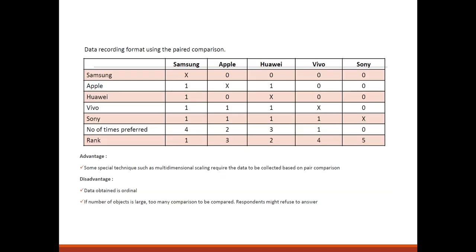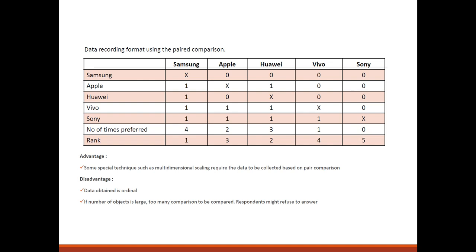So this is how you relate it. If you have the paired comparison, you can have something like this. You have Samsung, then you tick. This one is Samsung and Apple, so they like Apple. Samsung and Huawei, they like Huawei, Vivo. So this is how you report. I'm telling you here, if you're using that method, this is how you're going to do the analysis, and you can rank based on the numbers that you have here.